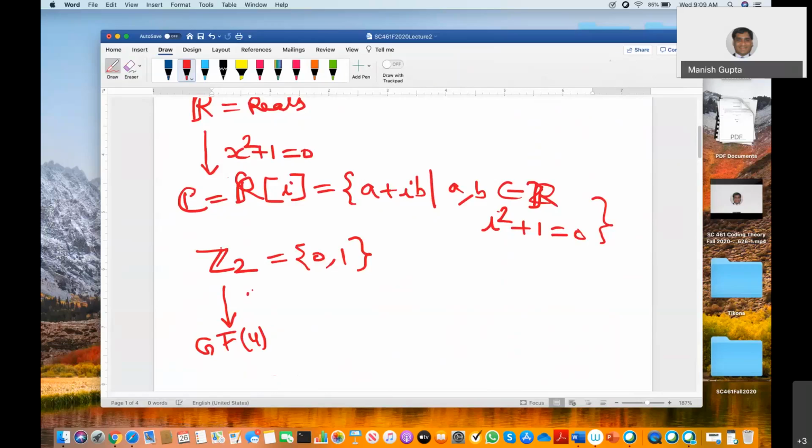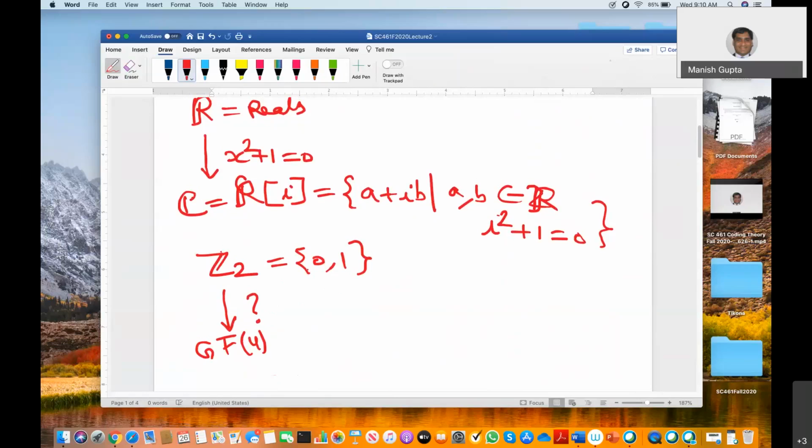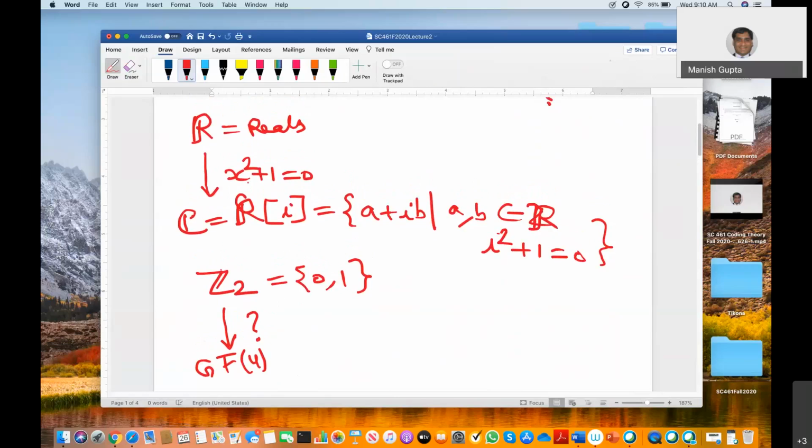So how do we do this? In order to do this, we require an equation here which has no root over binary. For example, x squared plus 1 has no root over reals, right? We cannot solve it over the reals. Then we attach a root, so that means the root will be outside the real line.